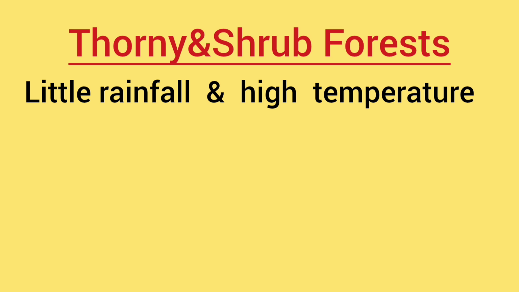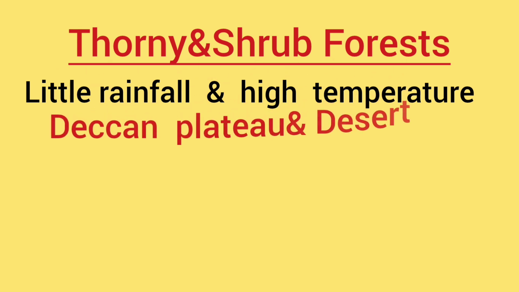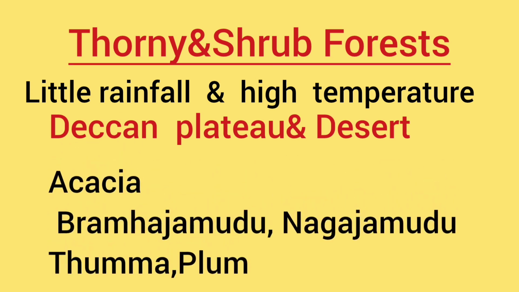Third one is thorny and shrub forests. They grow in areas with little rainfall and high temperature. These forests are sharp, thorny, and bushy. These forests are located in the Deccan Plateau and the desert regions of India. We can see flora like acacia, brahmajemudu, nagajemudu, tumma or babul, and plum.